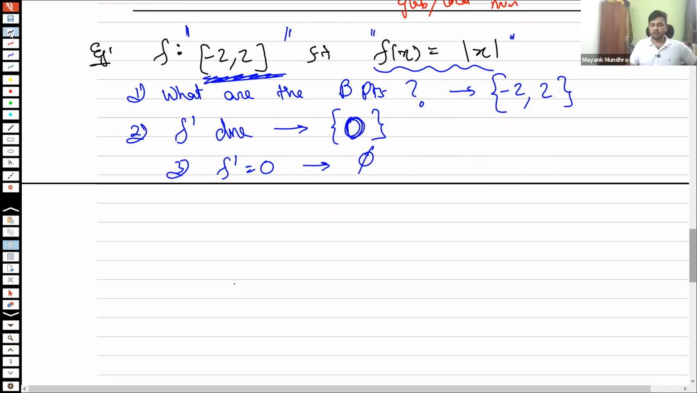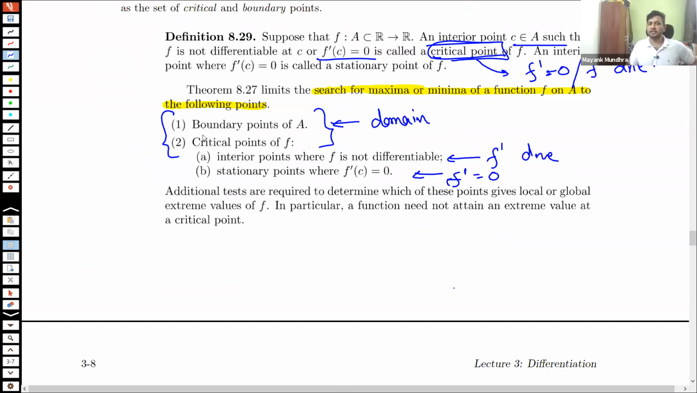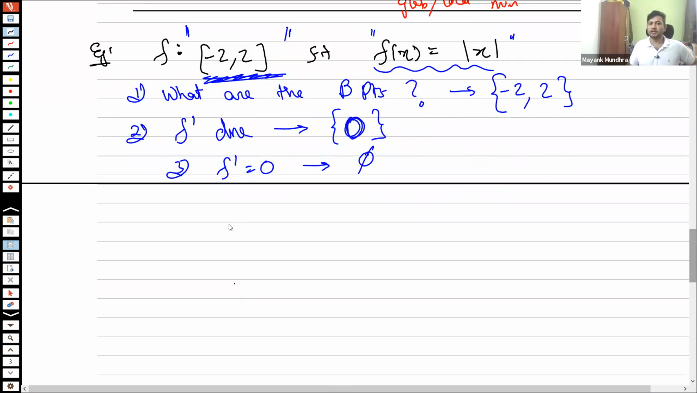So this says that the search for maxima or minima should be limited to boundary points and critical points. So the only points you need to consider are -2, 0, and 2. Only these points will give you maxima and minima. Everything is going to be these points.